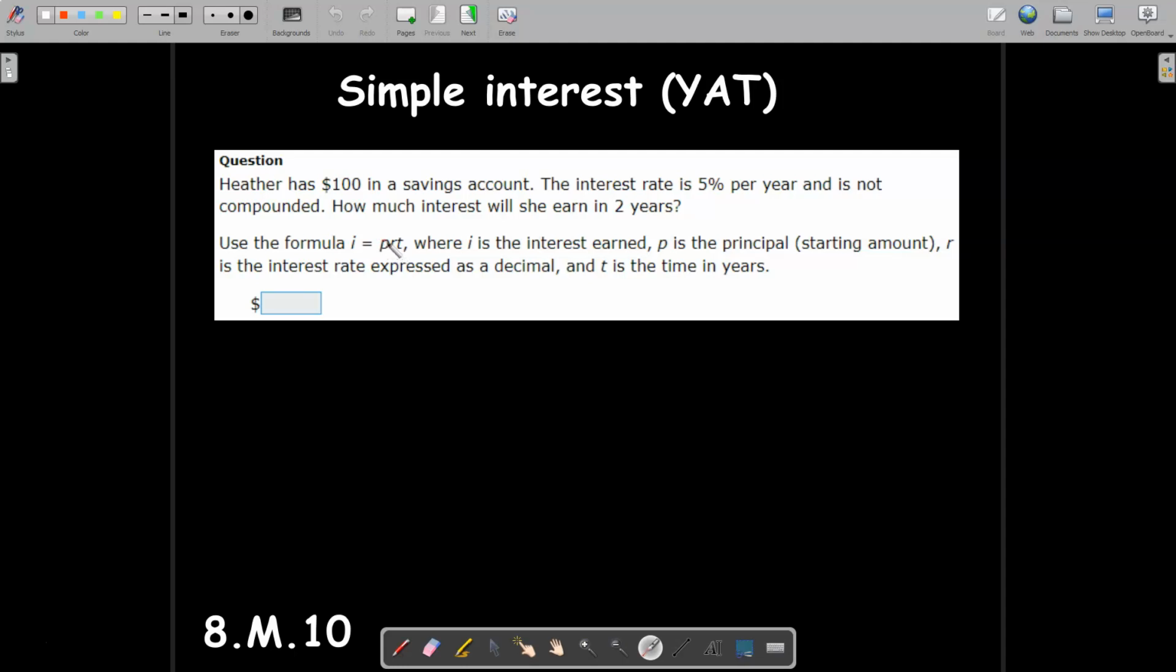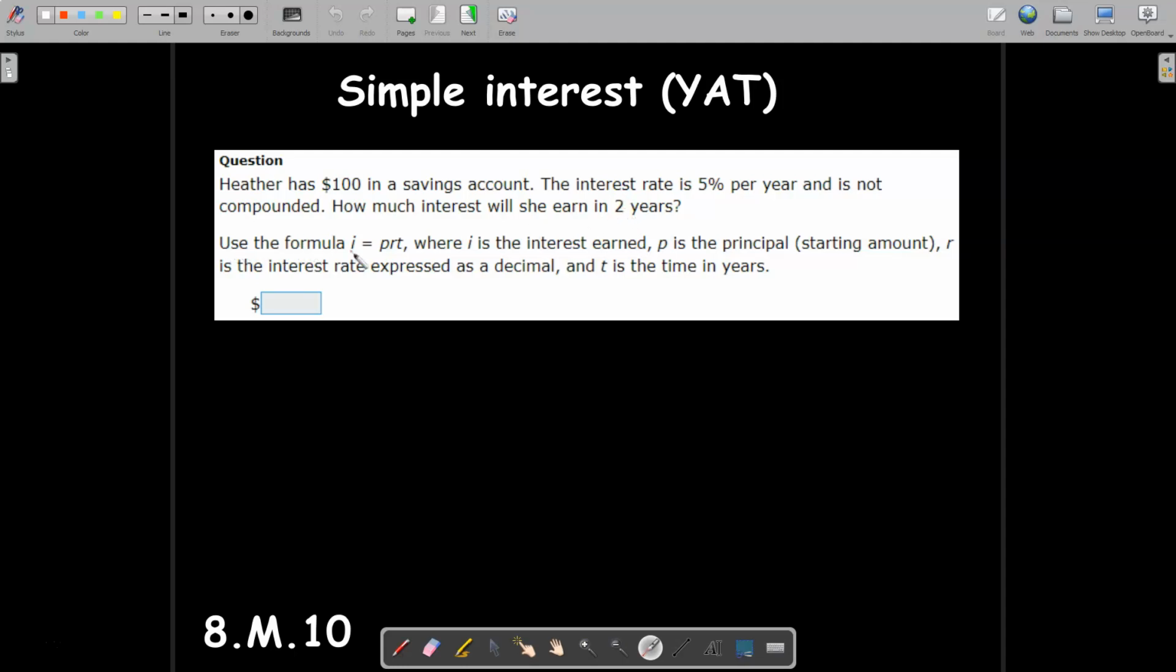So let's go ahead and read through the first problem and we'll kind of work from there. Heather has $100 in a savings account. The interest rate is 5% per year and is not compound. How much interest will she earn in 2 years?